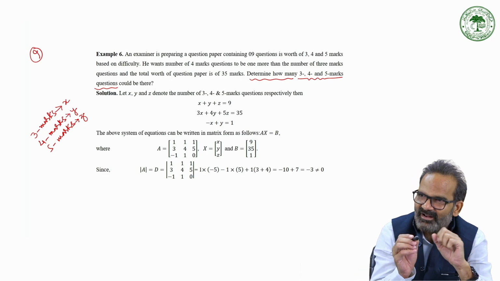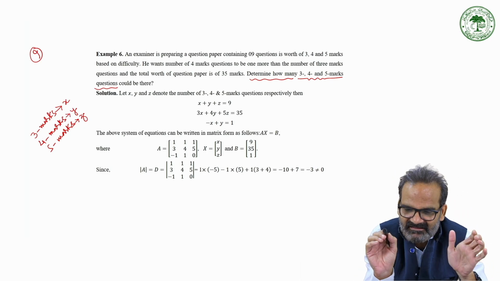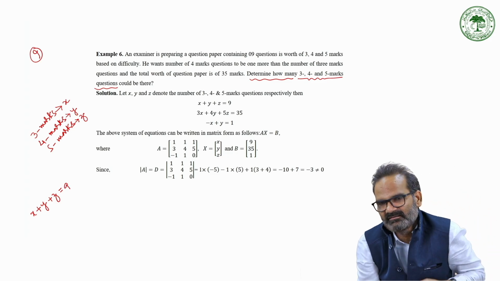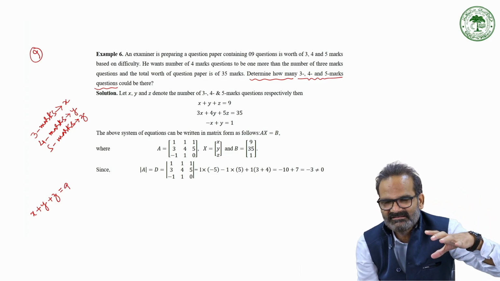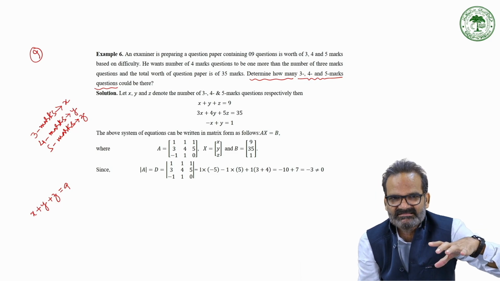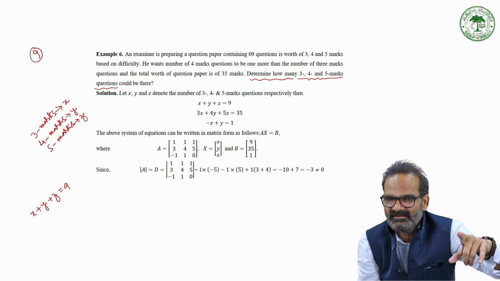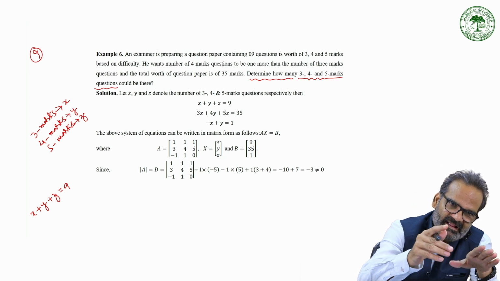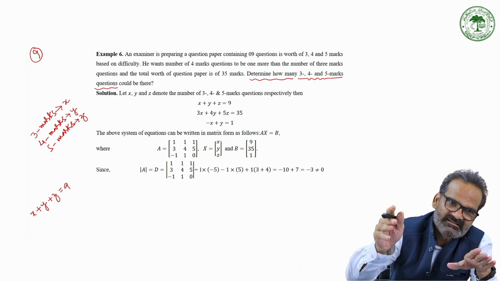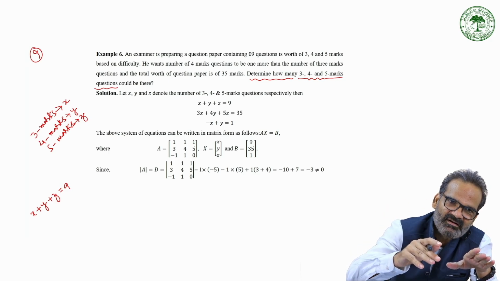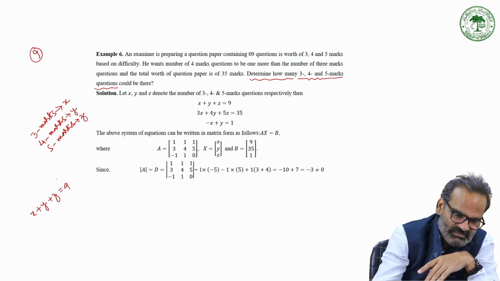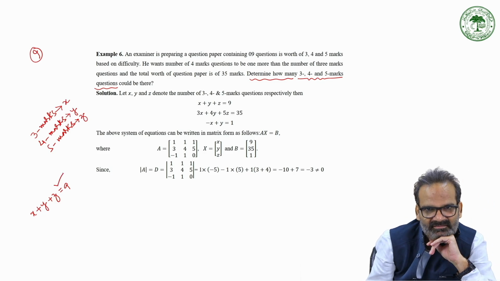See, total number of questions in the question paper are 9. This is given to us. So total means x plus y plus z is equals to 9. This is our equation number 1. Clear? Because the question paper contains the 3 varieties of the questions: 1, 3 marks, 2, 4 marks, and 3, 5 marks. So we have assumed there are x questions which are of 3 marks, there are y questions which are of 4 marks, and there are z questions which are of 5 marks. So x plus y plus z must be equals to 9. This is our equation number 1.